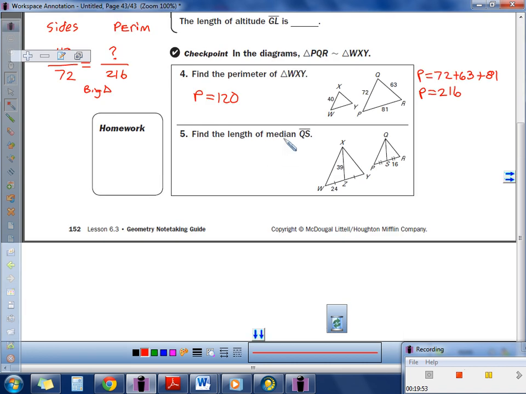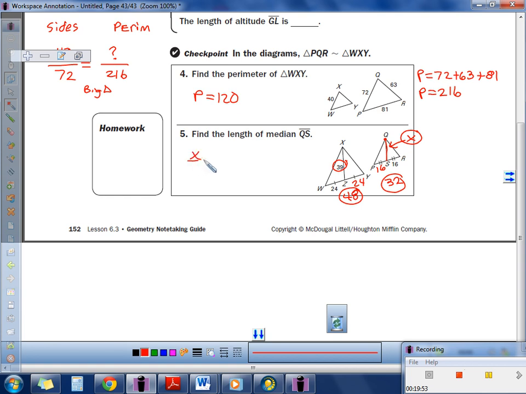On number 5, it says find the median here. So this median is our unknown piece. What I can do is I can realize that if this is 24, this is also 24, or a total of 48. This one's 16, this other piece is 16, or a total of 32. Now I'm going to use these terms in my proportion. And this one right here is going to be my unknown. Those 4 terms are what I'm going to use in my proportion.